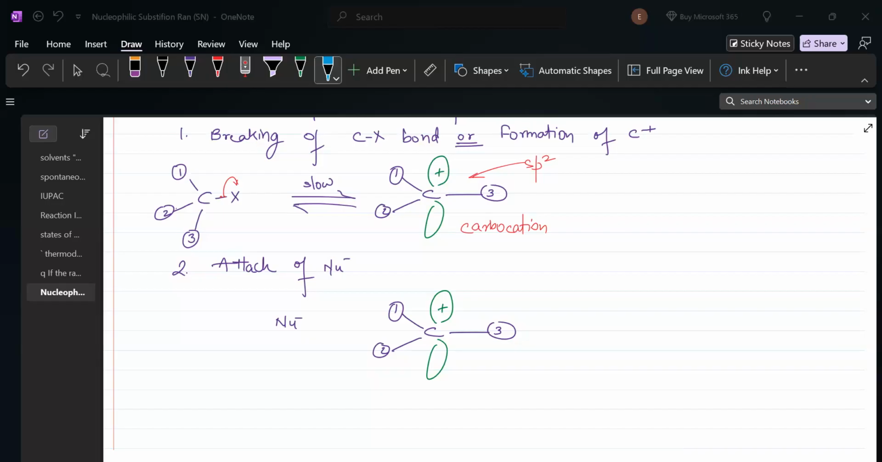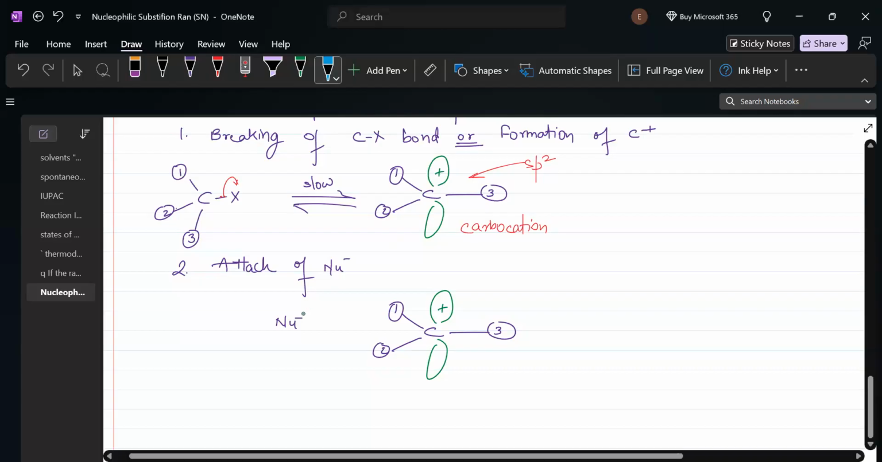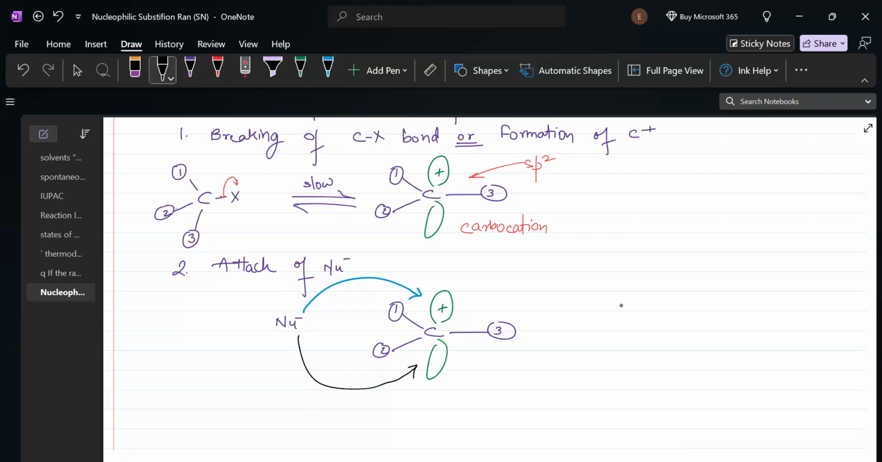Okay, so let's start. So what are the options available? This nucleophile has the option to attack from this side, or it can attack from the bottom side. So there are two options available for it. So what can happen?